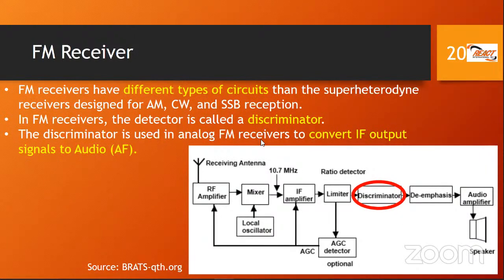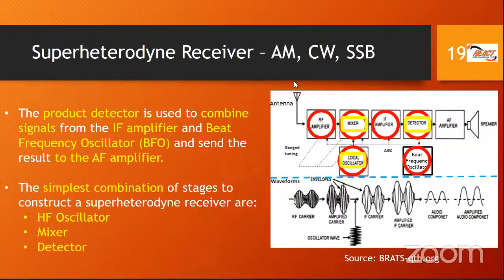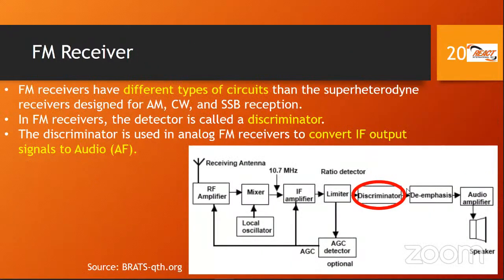And that discriminator is used to convert the IF into the AF. So remember, just like before, we go in from the radio frequency to an intermediate frequency, and then we end up with AF, or audio frequency, which is what we listen to. That's what's coming through the speaker. So radio waves are coming into your receiver, and you are converting them into audio frequency. That's why we have all of these stages in the various receivers. And for the FM, we use the discriminator.